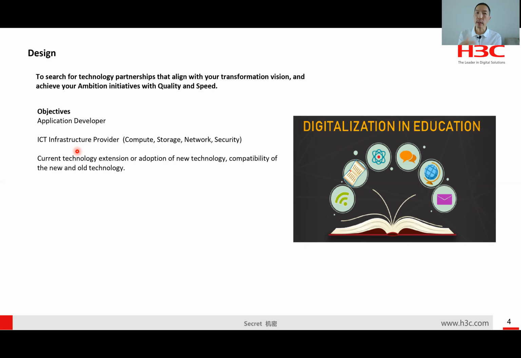They will approach some ICT infrastructure provider, to see how they can offer them compute infra, storage, and network infra, including the Wi-Fi infrastructure in the university, the data center infrastructure, servers, storage, and some security products so that they can run the application. All these objectives are very critical in the design stage.